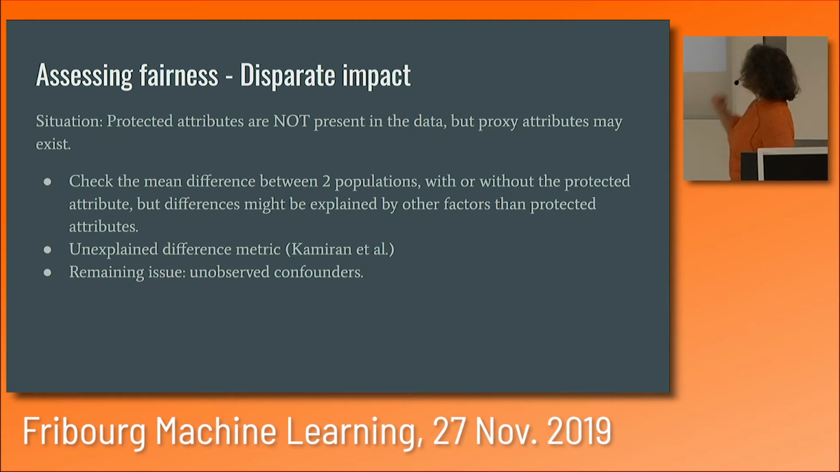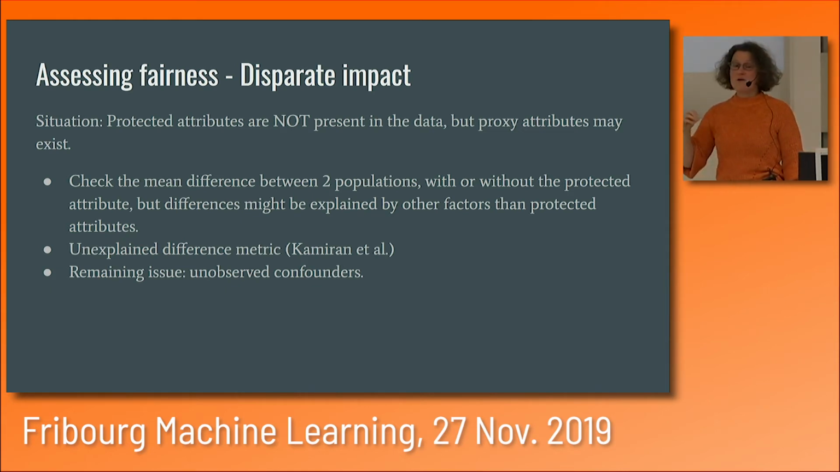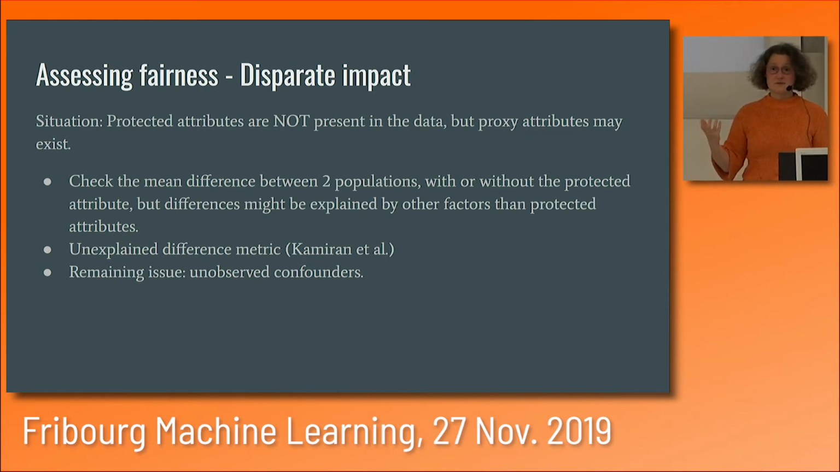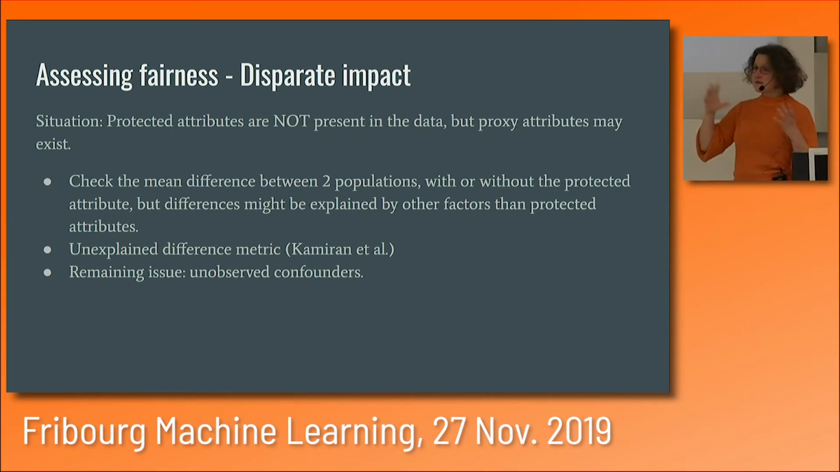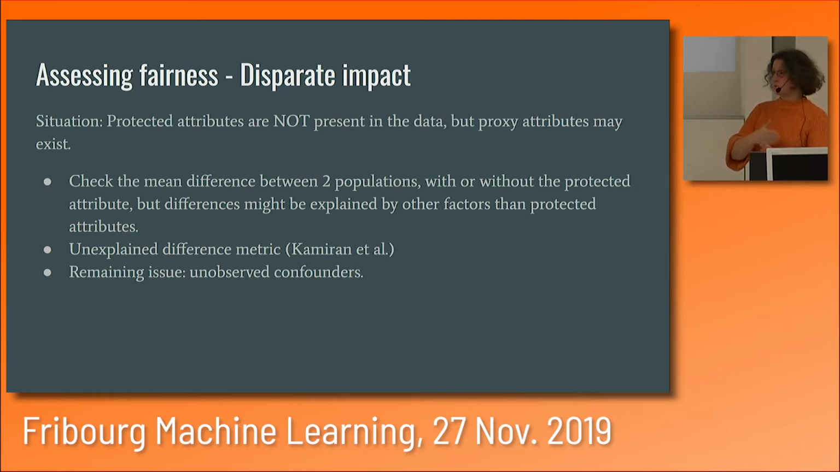Coming back to disparate impact, the idea is that we don't have the protected attributes in the data. How are we going to assess the fairness of a model? So first, we can check the mean difference between the population who have the protected attributes and the population that doesn't have the protected attributes. The problem is that differences in results might be due to the protected attribute, but also to other factors.